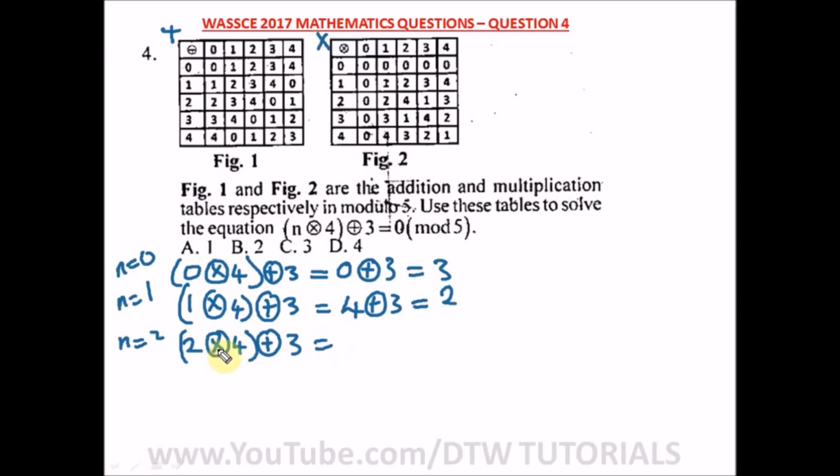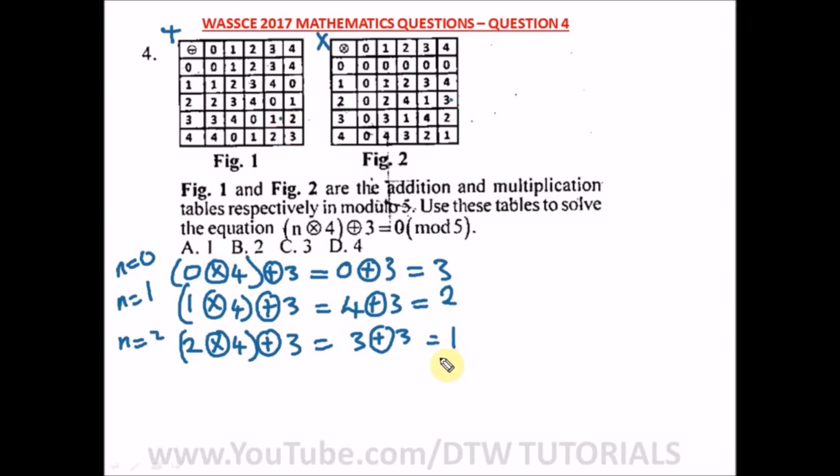Okay, 3. So what's 2 times 4 on our modulo table? We have 2 here, and we have 4 here, so it is 3. So we have 3 plus 3. And what would that give us on our modulo table? 3 and 3, we have 1. Okay, so it is not equal to 0.